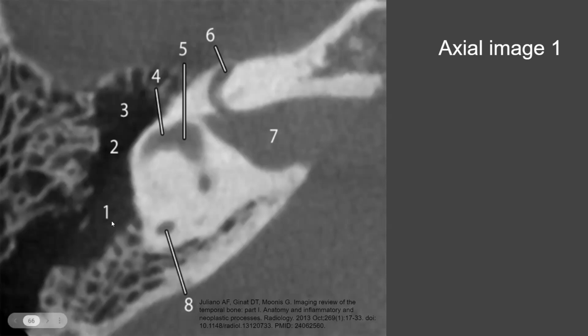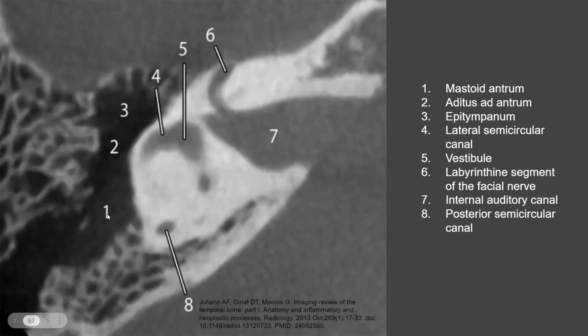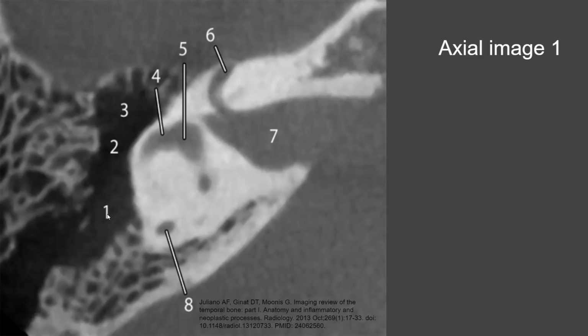So let's start naming things. Right here, number one is an opening or a pathway that goes from the mastoid air cells, which are here, eventually into the middle ear. Number one is the mastoid antrum, as we have here on the right side of the screen. This is the opening of the mastoid air cells into this pathway that will eventually end up in the middle ear.